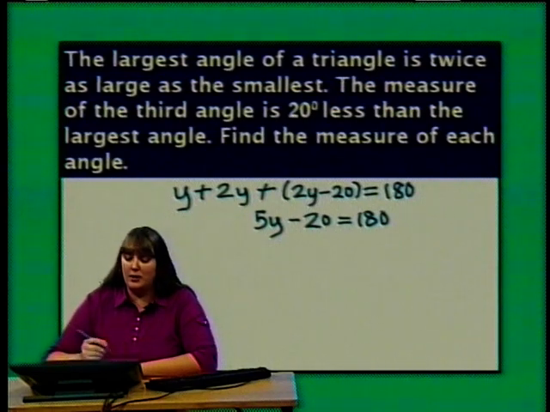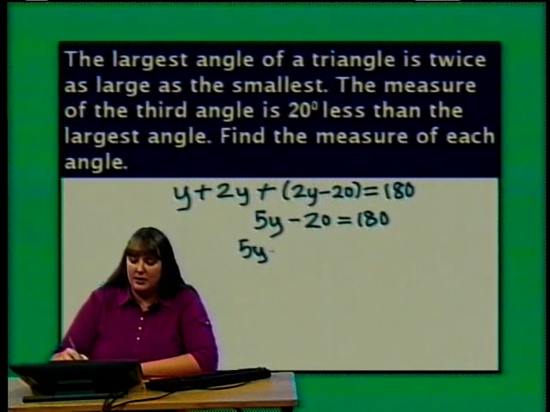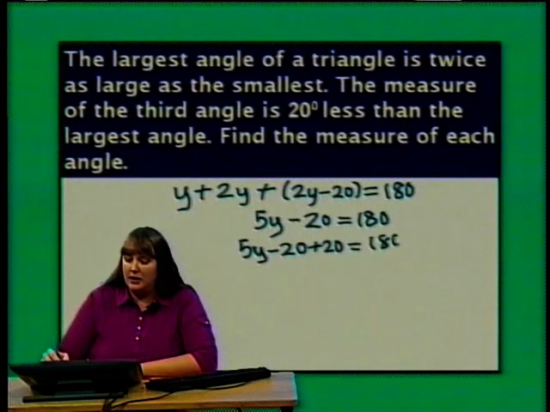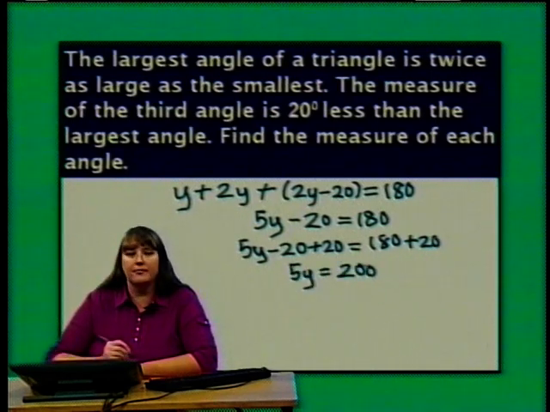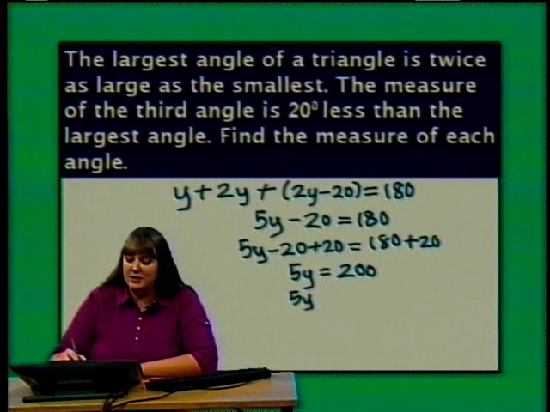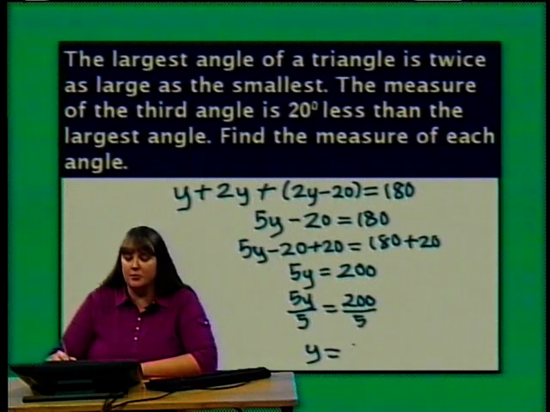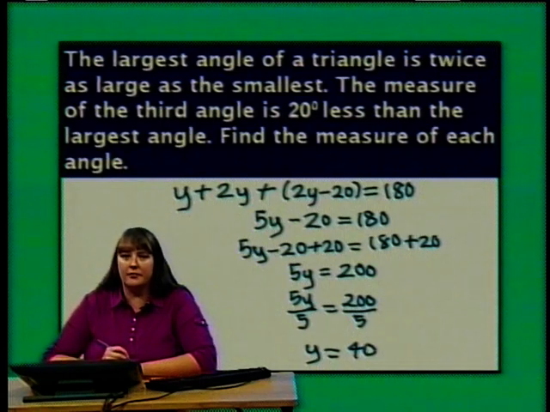Now if I add 20 to both sides of the equation, 5y minus 20 plus 20 equals 180 plus 20. That gives me 5y equals 200. And if I divide both sides of the equation by 5, this gives me the equivalent equation, y equals 40. Now y was my smallest angle of the triangle, so the measure of the smallest angle of the triangle looks like it is going to be 40.